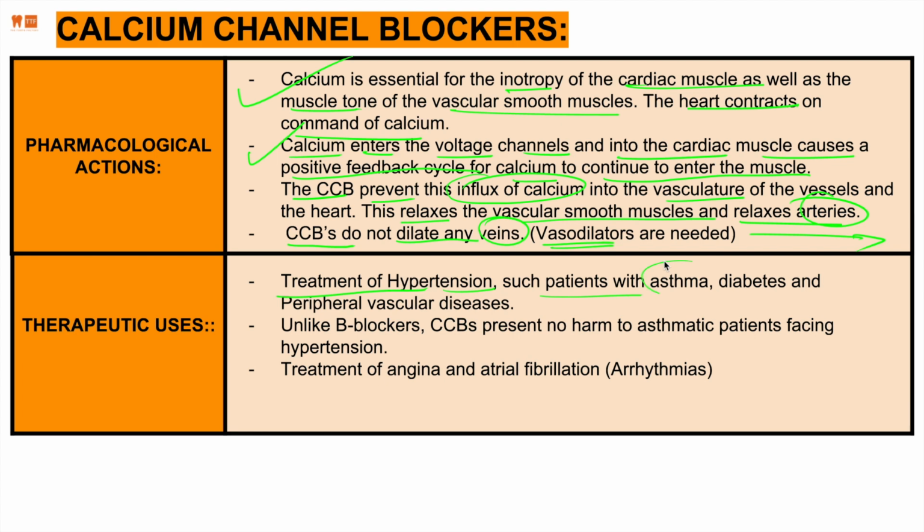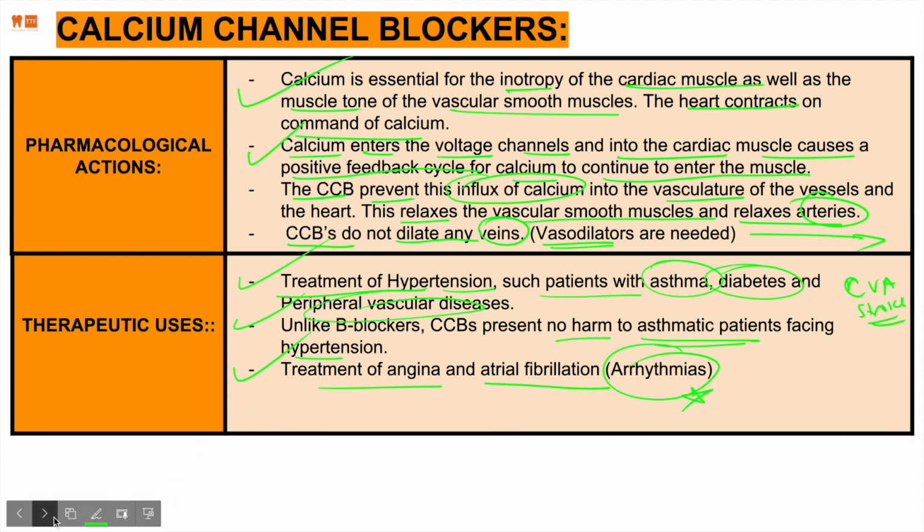Such patients with asthma, diabetes, peripheral vascular diseases can use calcium channel blockers. But notice how it has nothing to do with the cerebrovascular accident, also known as stroke. Remember that point, guys. Unlike beta blockers, calcium channel blockers present no harm to asthmatic patients facing hypertension, so it can be used. Treatment of angina and atrial fibrillation or arrhythmias can also be done by calcium channel blockers. Arrhythmias are next lecture, guys.